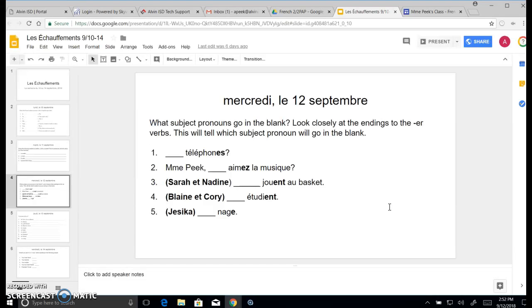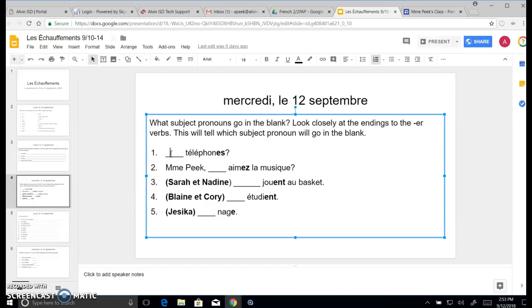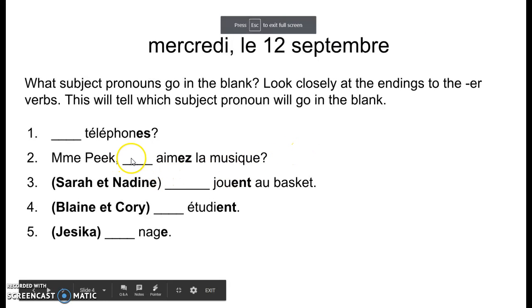So today, our warm-up was what subject pronouns go in the blank. We had to look at our endings to determine what subject pronoun went in the blank. This was to show you that if you knew what the ending of the verb was, you would be able to know the subject pronoun because the ending has to match the subject of the sentence. So with ES, we said that the subject pronoun was tu. For EZ, the subject pronoun is vous.